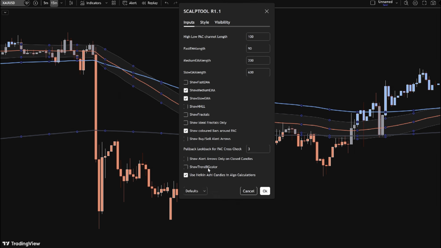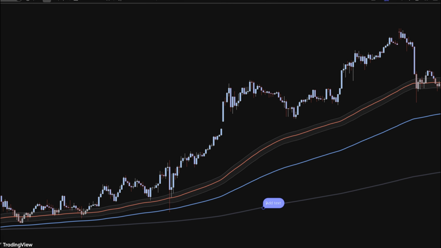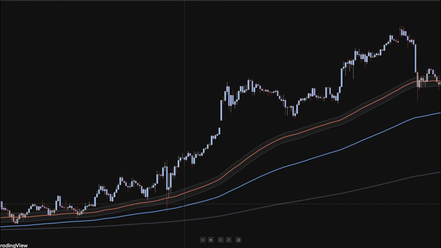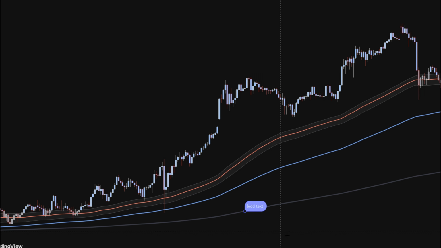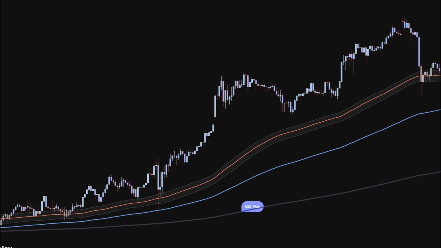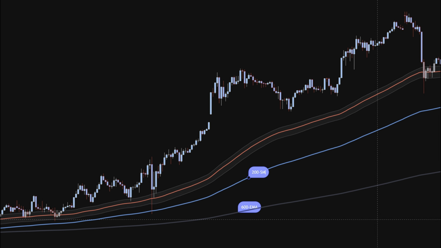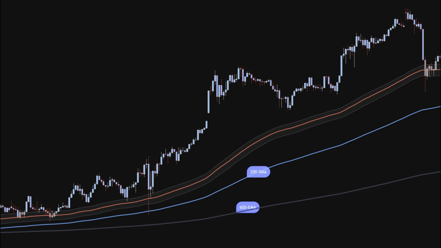What you're left with is clarity. One clean price channel, two moving averages. That's it. No clutter, no confusion. Just a structure the market is actually respecting. So what are we looking at on this gold 15-minute time frame? A 600 EMA, a 200 EMA, and a price action channel, the pack.